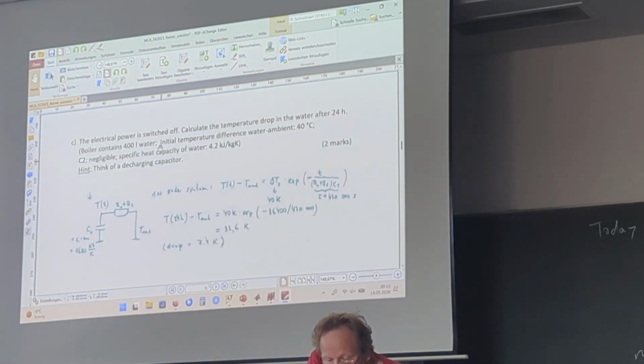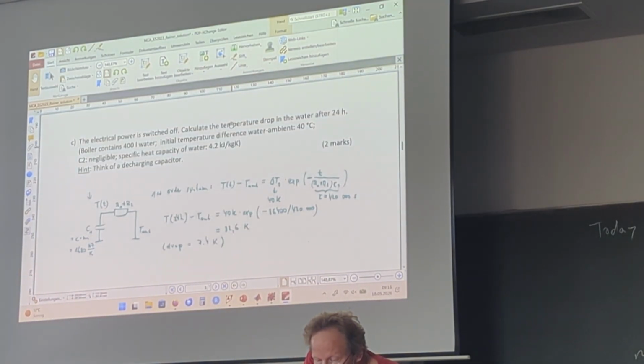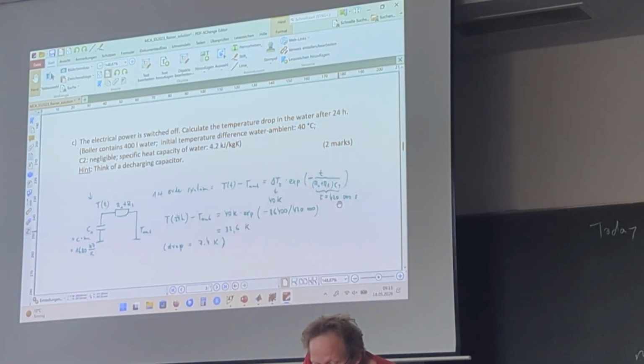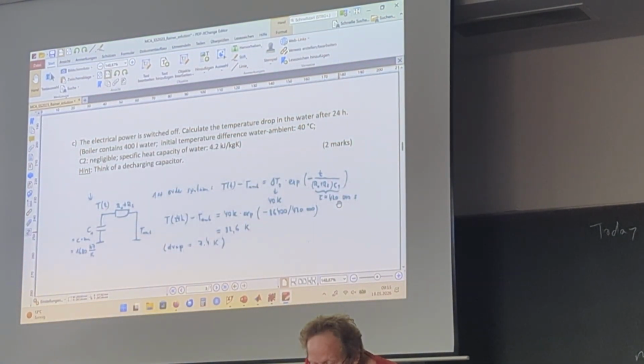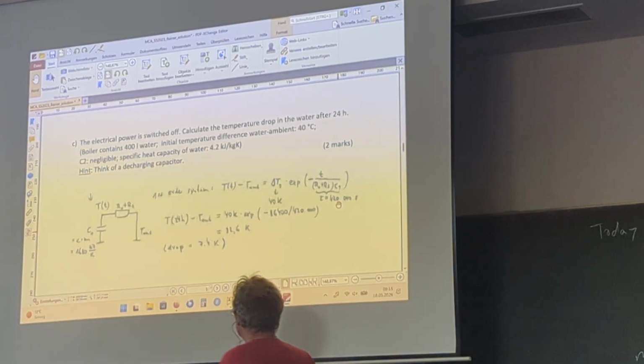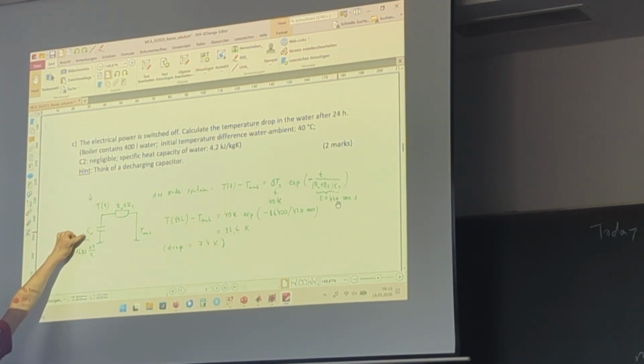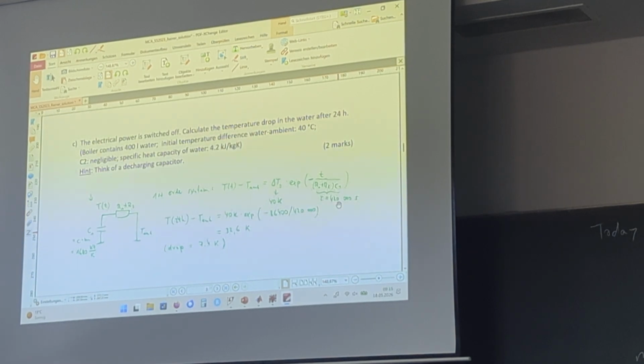And here the question is: calculate the temperature drop in the water after 24 hours. Okay, so we insert for the time 24 hours. We also calculate this time constant. Not all the values are given. The value of R is given. The value of C1 we need to calculate.